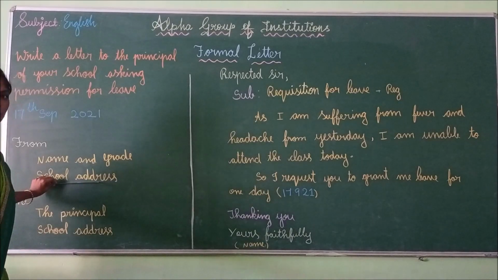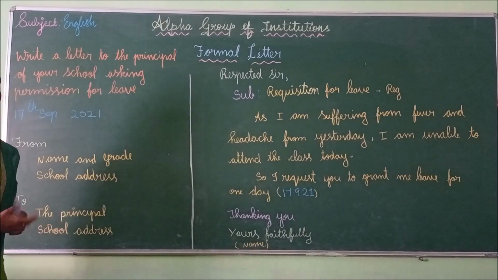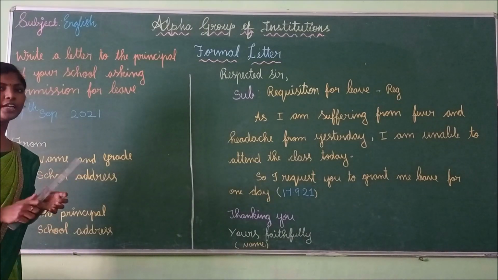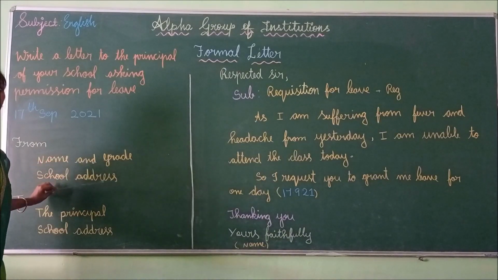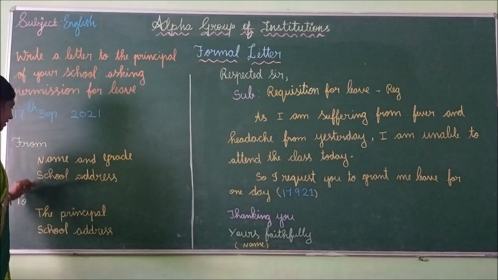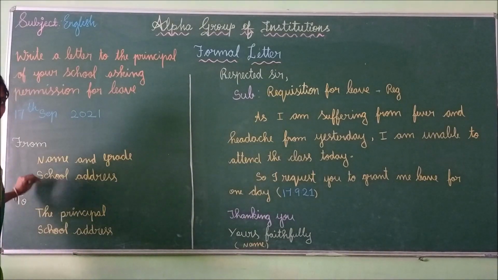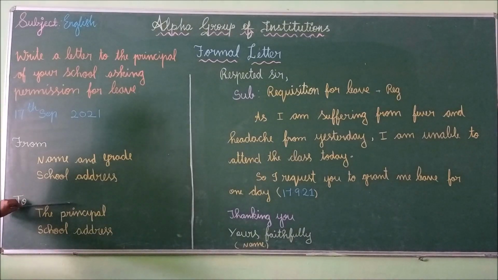If you are from matriculation school, you will write Alpha Matriculation High Secondary School. And if you are from CBSE, you will write Alpha International School CBSE. Right? So name and grade, and next the school address. Then leave one line space after "From", and next we will write "To".